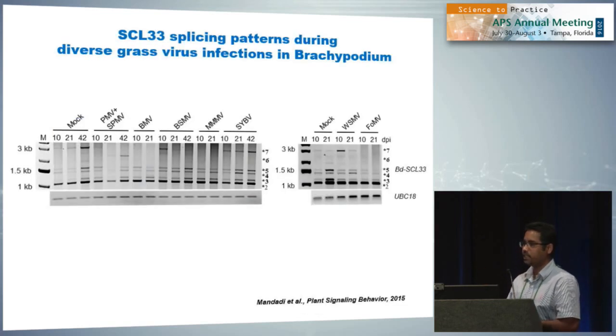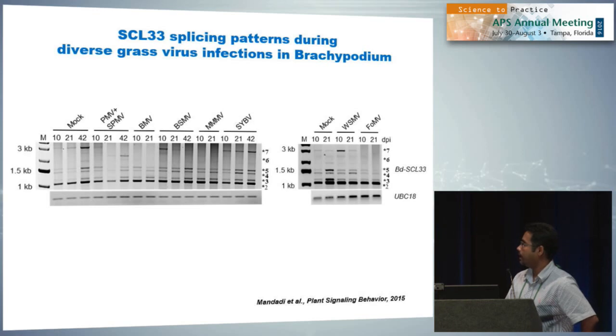We also started looking at the CL33 regulation or missplicing during the different grass virus combinations. We saw very similar results. This is a qRT-PCR, again showing the different isoforms. Many of the viruses are prematurely accumulating those isoforms, just like PMV did.